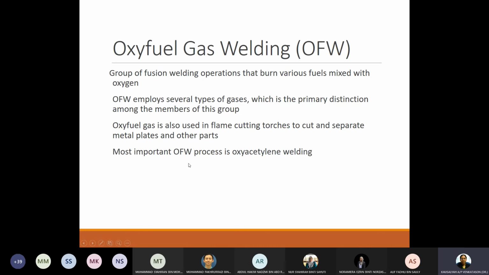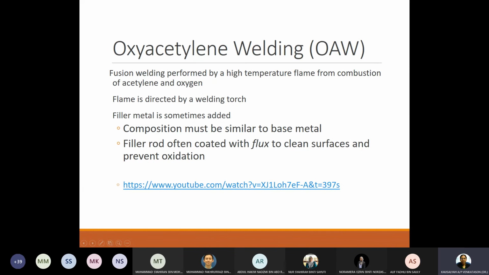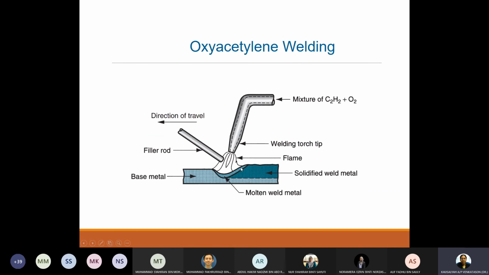So the most important factor of the oxy-fuel process is oxyacetylene welding. So it's basically using acetylene and oxygen. The flame is directed by a welding torch. Filler material is sometimes added. The composition must be similar to the base metal, the usual thing. The filler rod, often coated with flux, is also present, to clean surfaces and prevent oxidation.